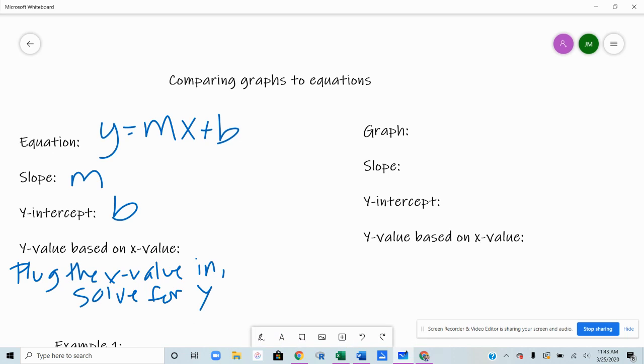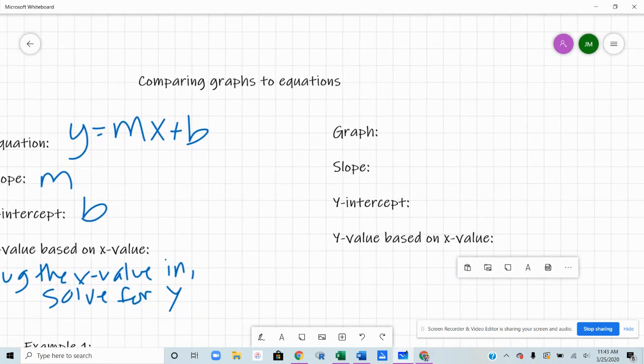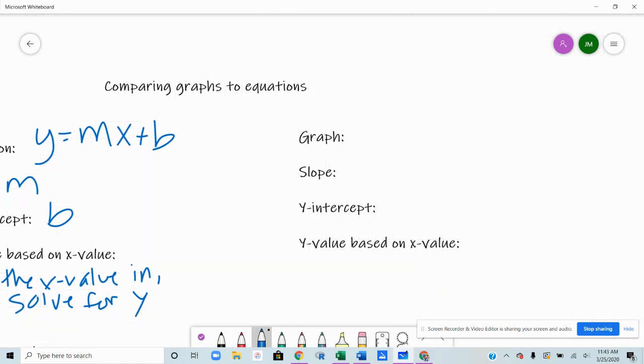Okay, so now we're going to talk about how to look at a graph and find these pieces of information. So first of all, with a graph, you're going to be given some type of a graph. You know, maybe your line looks like this. Your slope, you need to count using your rise over your run. And remember to reduce the fraction if possible. You need to make sure you're picking 2 points that are on the line when you count your rise over your run. Your y-intercept should be a pretty easy one. It's the point on the y-axis.